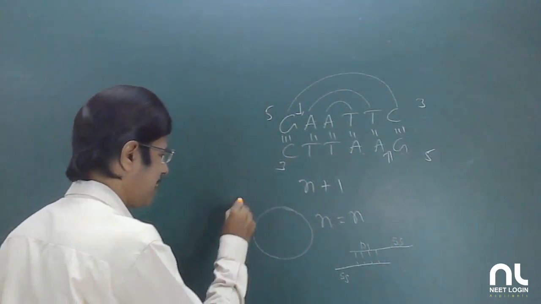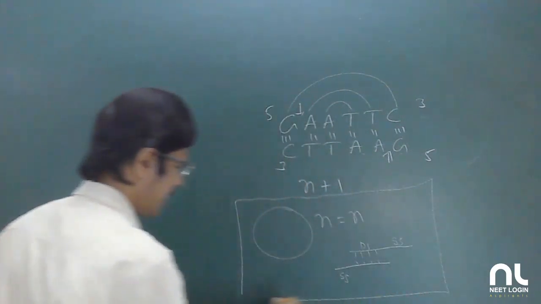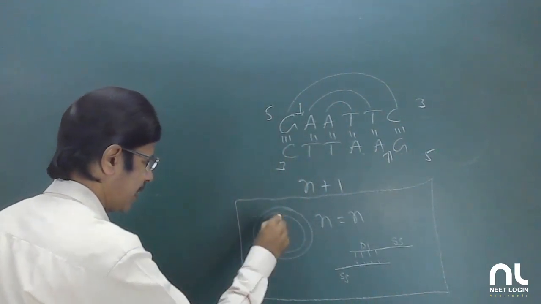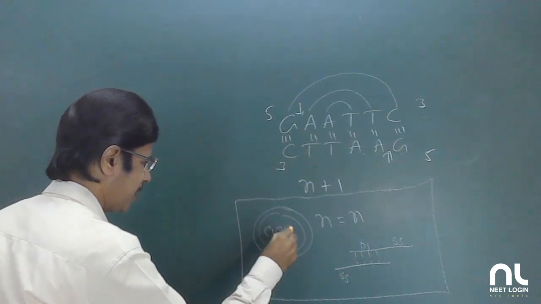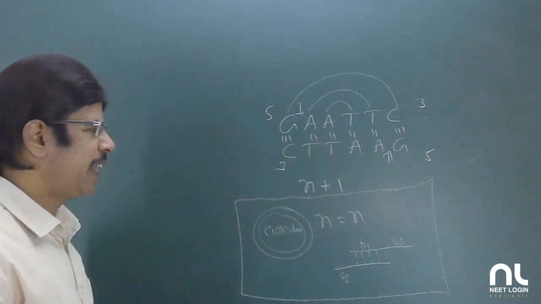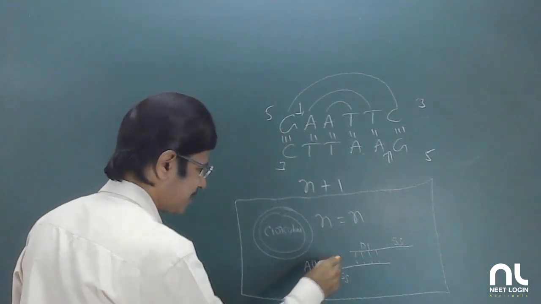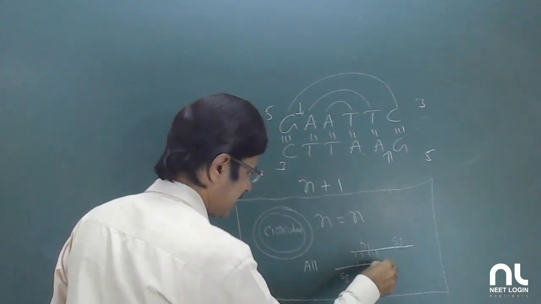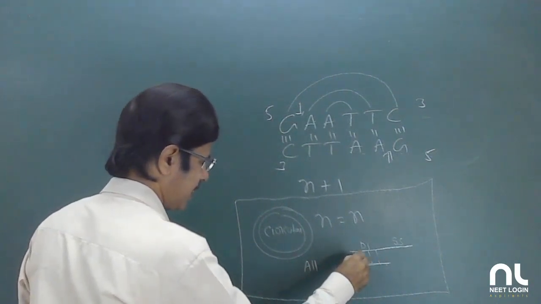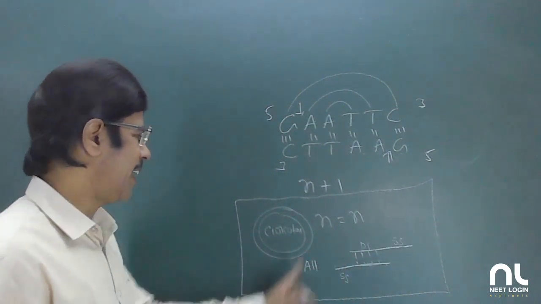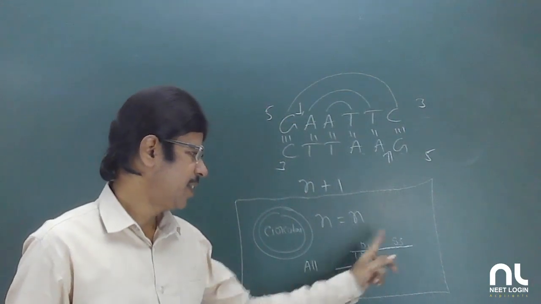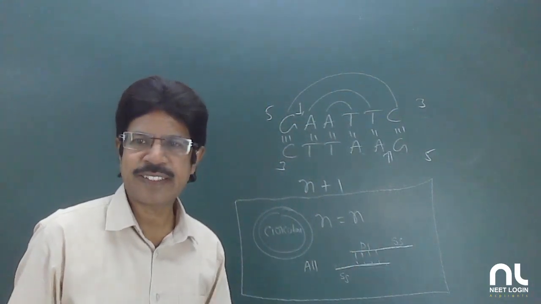like this. It is the basic point in a circular plasmid. N is equal to n. And all the fragments are going to be like this. Single strand at the end, and double strand on either side.